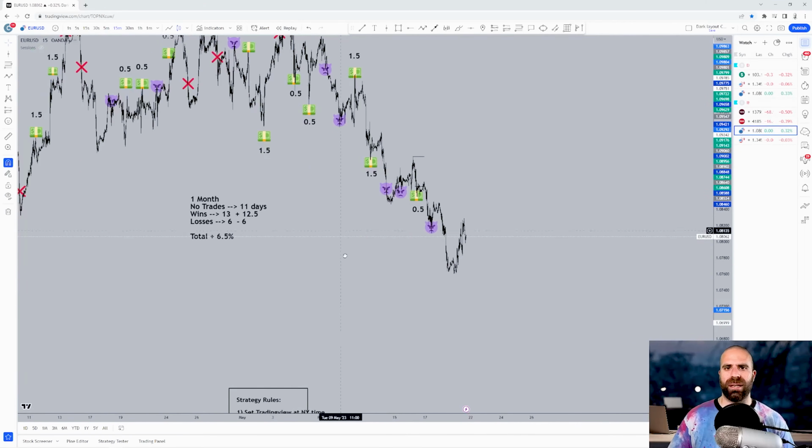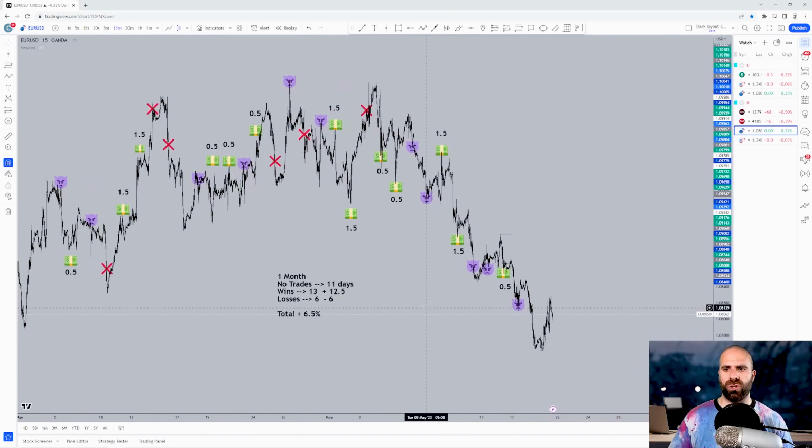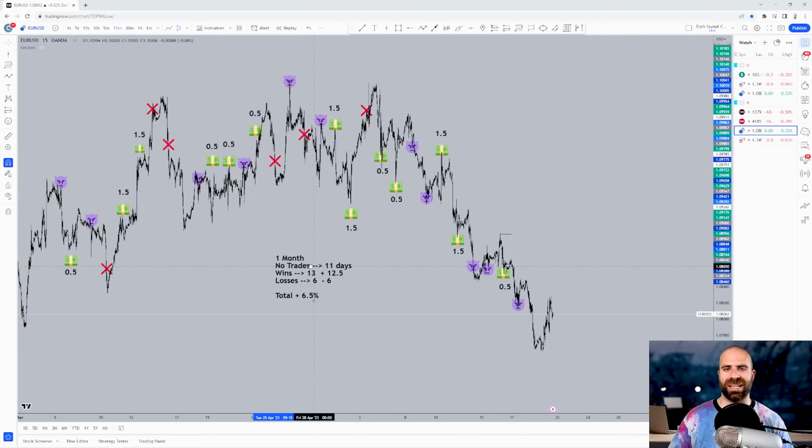So go ahead and use this strategy on Euro US dollar, and as you can see, by risking only 1%, in 1 month we get a total of 6.5% return in our account. Had I been risking 2%, I can easily, or you can easily, pass a funded challenge only with this lazy strategy without the need to look at anything else.